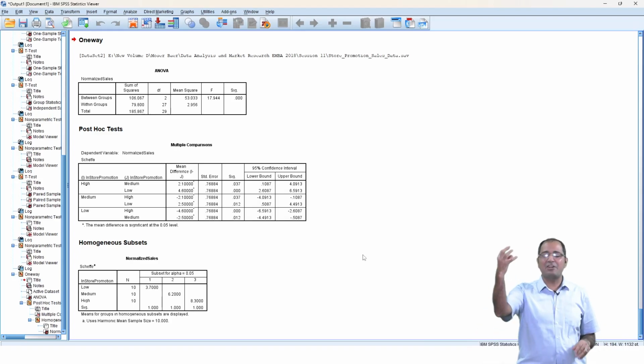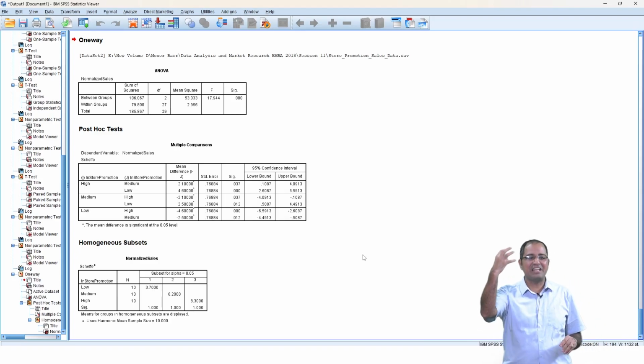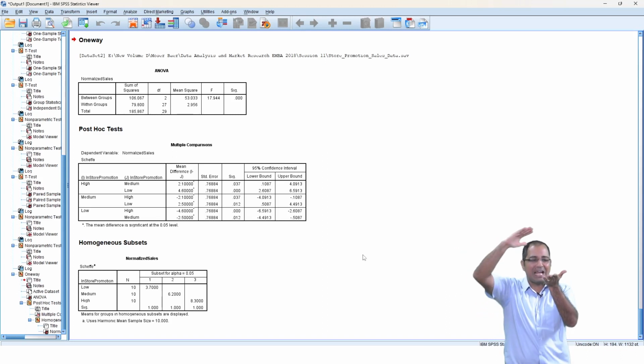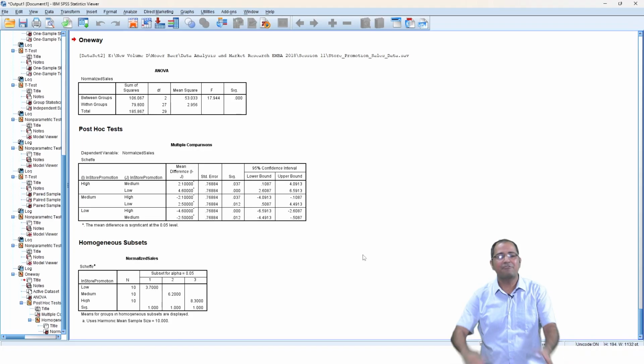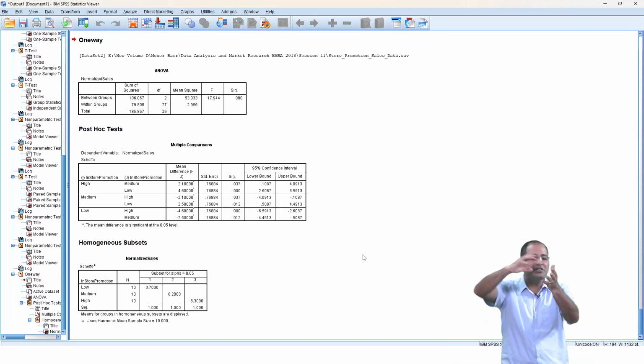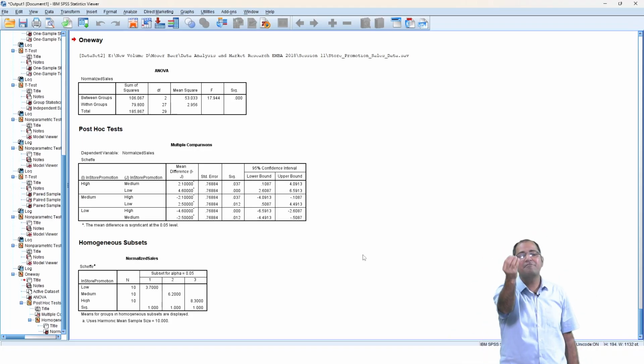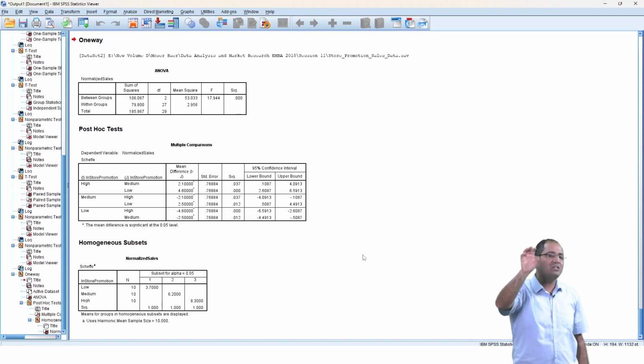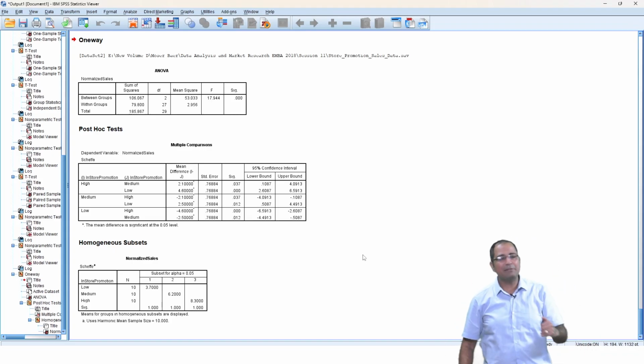The first table, the ANOVA table, states a null hypothesis that across the three groups, there is no difference in the variance for the normalized sales. If the null hypothesis is true, you need not look further. If the null hypothesis is rejected, which means at least two of the groups differ in their variance for normalized sales, which means in-store promotion would have some impact. Then look at the post hoc.